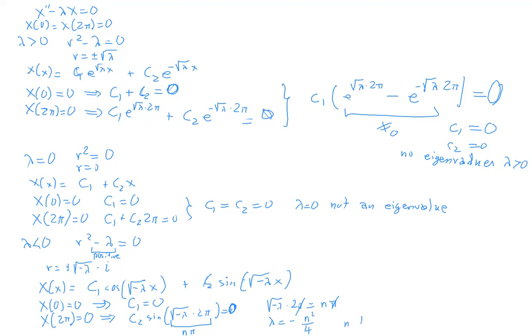For n equals 1, 2, and so on. Okay, so these are the eigenvalues, and what are the eigenfunctions? The eigenfunctions are going to be X_n of x equals sine of nx over 2, for n equals 1, 2, 3, and so on, for the eigenvalue lambda equals negative n squared over 4.